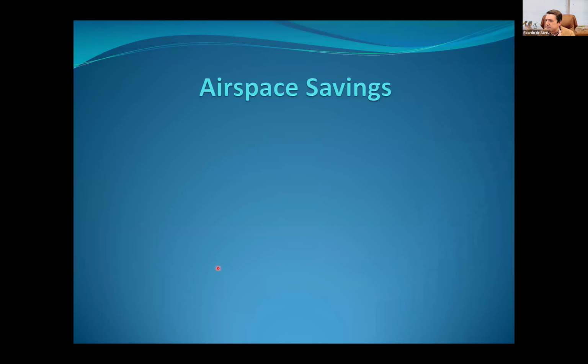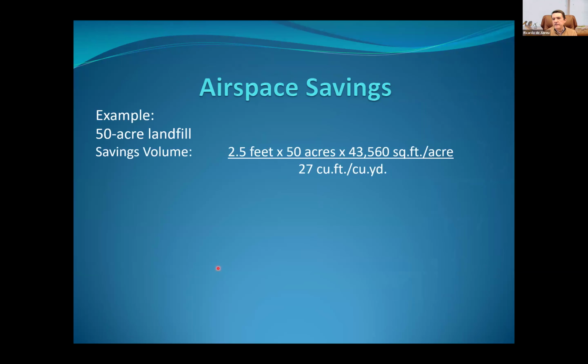You might say, well, it's just 90 centimeters that I'm going to save, or 2.5 feet. But let's look at a typical 50-acre landfill. When you calculate how much savings you have for those 2.5 feet in these 50 acres, doing the conversions here, this is about 200,000 cubic yards of savings. So it's a little more than 150,000 cubic meters of savings in volume.